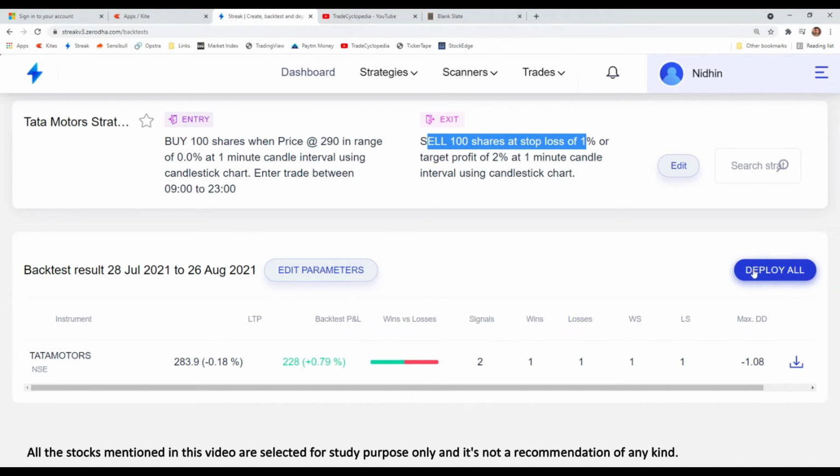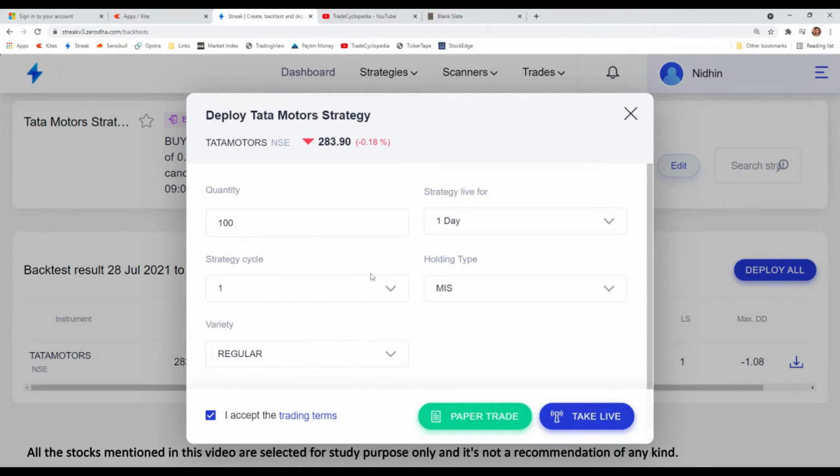So I just need to click on deploy. When I click on deploy, I have an option to change the quantity. The default is 100, which we specified while creating the strategy, so I can change it to 200 or 50 if I want. Let it be 100 itself. And the strategy life is 1 day by default. If I select 1 day, this strategy will just run for 1 day. For example, if I'm deploying this on a Thursday, it will run till the end of market hours.